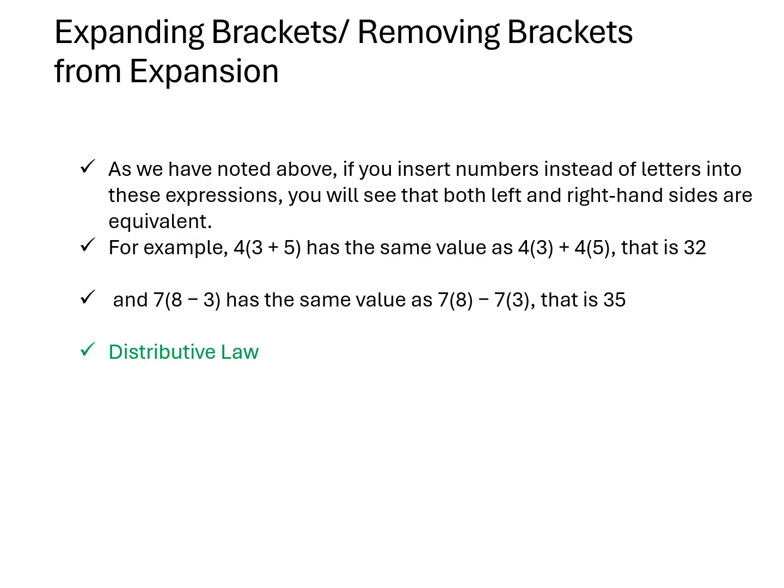For example, 4, open bracket, 3 plus 5, has the same value as 4 times 3 plus 4 times 5. That is 32. Because look, if you add what's in the bracket, 3 plus 5 is 8. So 4 times 8 is 32. And if you expand the bracket, 4 times 3 plus 4 times 5, you still get 32. And the same applies to 7, open bracket, 8 subtract 3, which has the same value as 7 times 8 minus 7 times 3. That is 35.